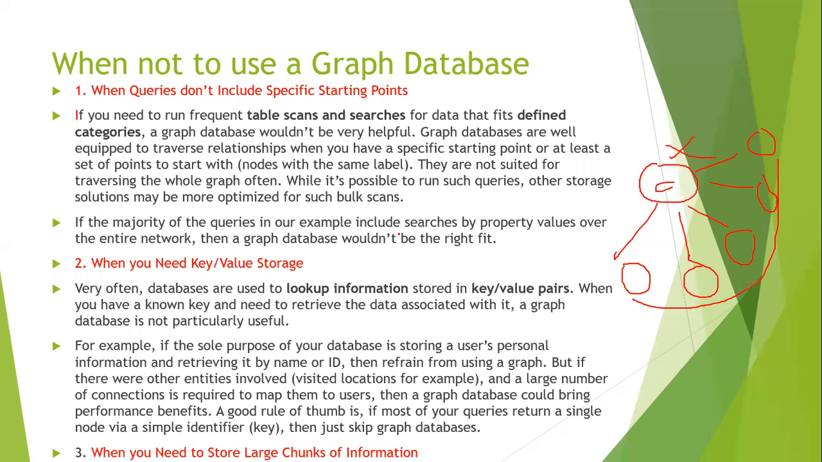If you don't have connections with one another, only a small amount of connections, then go for RDBMS. If you have a large amount of connections, then go for a graph database. So that is what I am writing here. If you need to run frequent table scans and searches for data that fits defined categories, a graph database won't be very helpful. Graph databases are well equipped to traverse relations when you have a specific starting point, or at least a set of points to start with, nodes of the same label.